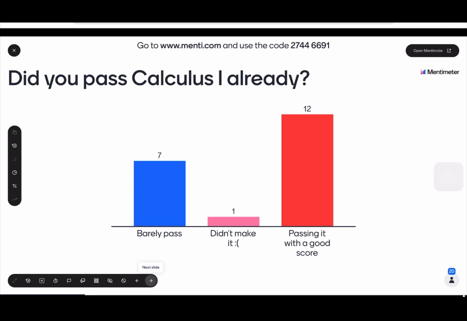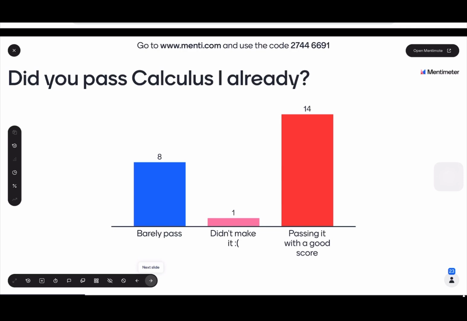Okay, barely pass. Barely pass is good for calculus. Calculus is like 4 credits. Okay, 14, good score. For those of you who took calculus 1, are you happy with the final score? Are you happy? No? Okay. I think that's pretty much. Didn't make it, only one.